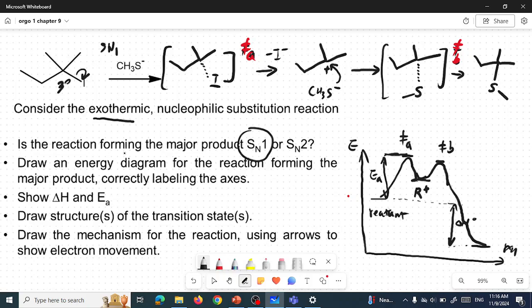I think we'll draw the energy diagram. We indicate this is an SN1 reaction. We label the X and Y axes. We also show the enthalpy change and the activation energy of the reaction on the energy diagram. We draw all of the structures, including the arrows showing the electron flow in the reaction mechanism up here.